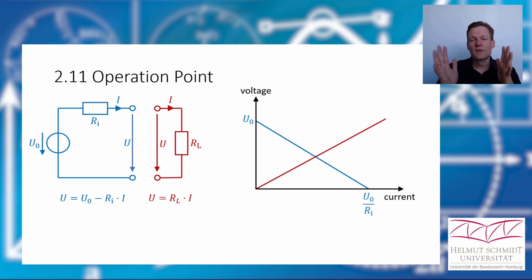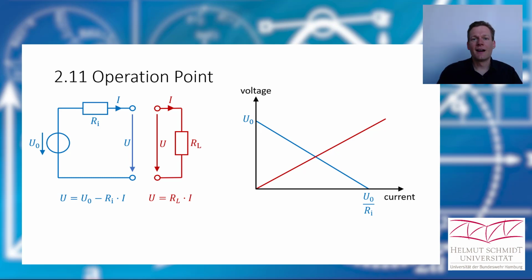Okay, and these two lines here, these characteristic curves, say that the blue one, that our practical voltage source can only have pairs of voltage and current at its output clamps that are on that line. And the red line says that our resistor can only have pairs of current and voltage that are on that line.